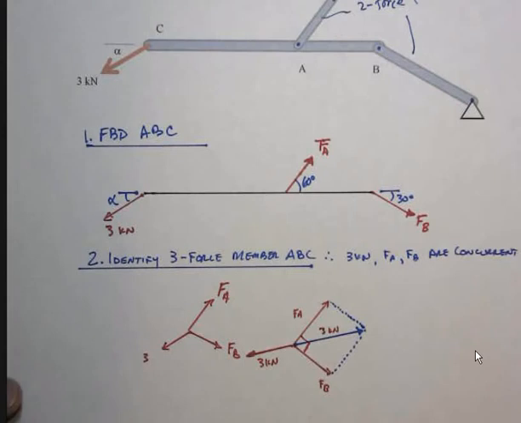Now, it was very useful conceptually to start thinking about how these three forces in this three-force member needed to be concurrent. That made it so I could do this parallelogram rule, and the 3 kilonewtons had to be equal and opposite to the resultant of those two. Okay, great. The problem is that doesn't really help me yet too much.